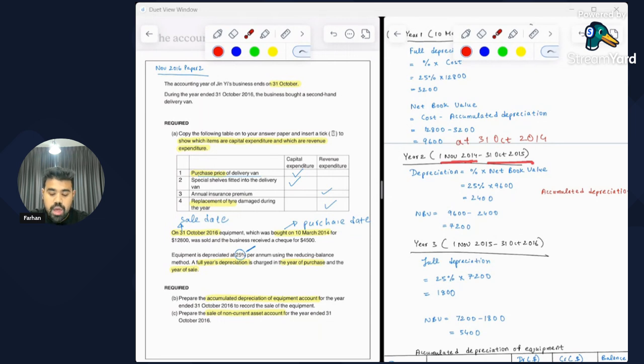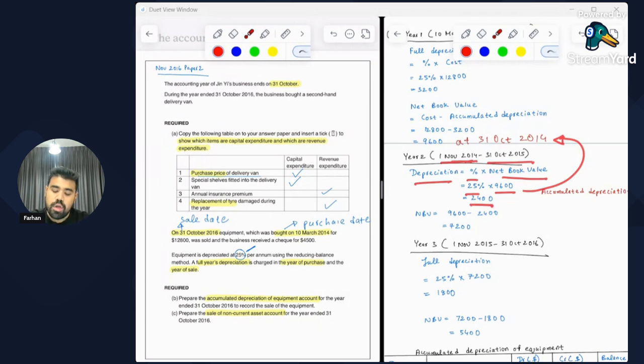Isn't that so? So when you're using the reducing balance method and you want to find the depreciation, you multiply the given percentage on the net book value, which is the main difference between the reducing balance and the straight line method. And in this case, we're applying the reducing balance method, and that is why we're using the net book value. So you're multiplying 25% with the net book value of $9,600, which we had at the end of year 1 or at 31 October 2014. And on that basis, the depreciation comes out to be $2,400.